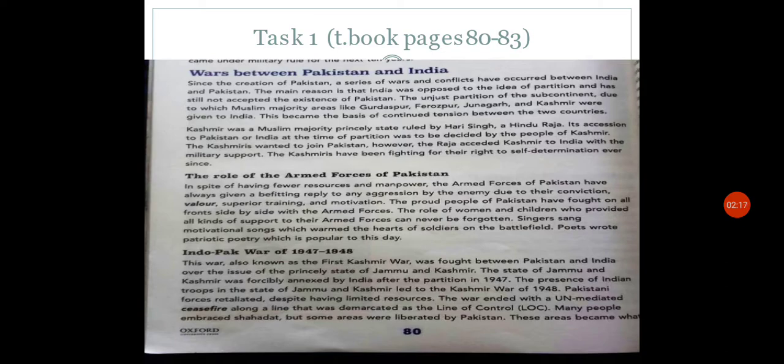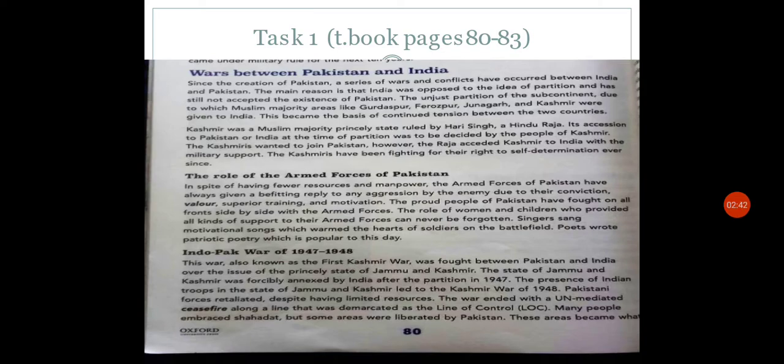Indo-Pak War of 1947 to 1948. This war, also known as the First Kashmir War, was fought between Pakistan and India over the issue of the princely state of Jammu and Kashmir. The state of Jammu and Kashmir was forcibly annexed by India after the partition in 1947. The presence of Indian troops in the state of Jammu and Kashmir led to the Kashmir War of 1948.